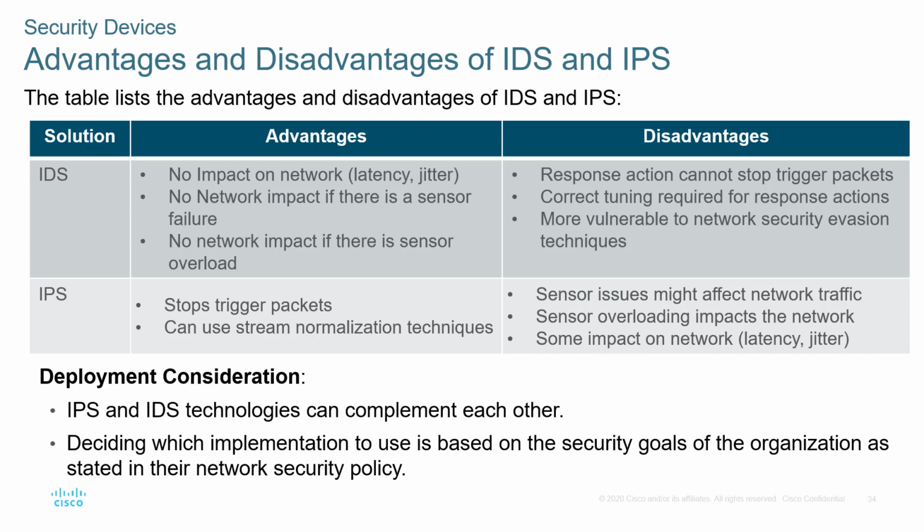With IPS, there are trigger packets. They can use normalization techniques, what it thinks is normal. The disadvantage is it could overload the network. It does impact network latency and delay and overall bandwidth because the IDS has to be more active. It has to look deeper in all of the packets, so it does add an additional layer of delay on the network.